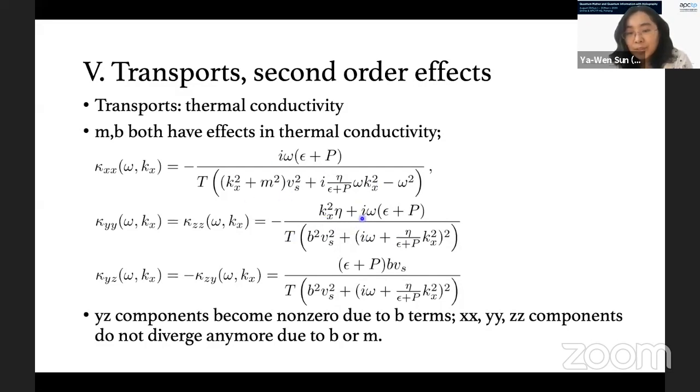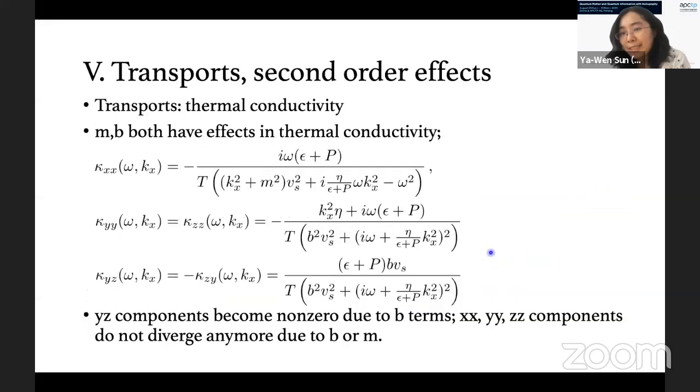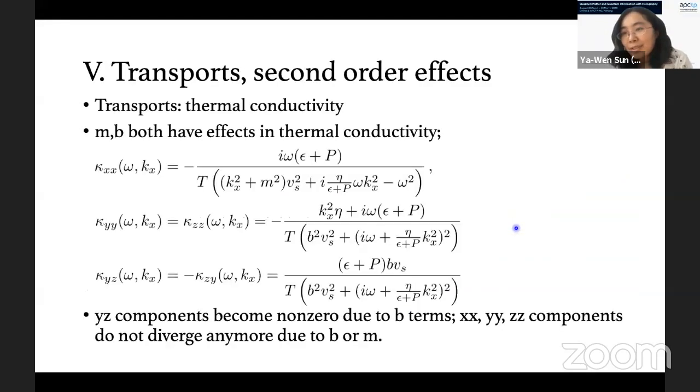This is because, for standard relativistic hydrodynamics, there is a crossing here at omega equals k equals 0 due to energy momentum conservation. So this produces an infinity in these two thermal conductivities. But now with our mass here, it's gapped. So these two quantities become finite.